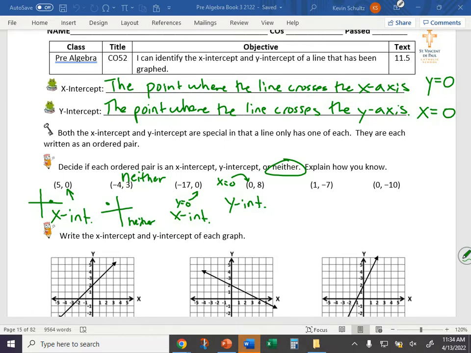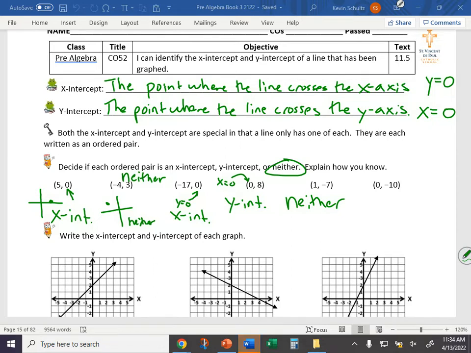1, negative 7. Y-intercept, x-intercept, or neither? Someone we haven't heard from yet today. Tony, the second to last one? 1, negative 7. Neither. Neither is correct. Okay? It's out in space. Neither value is equal to 0.